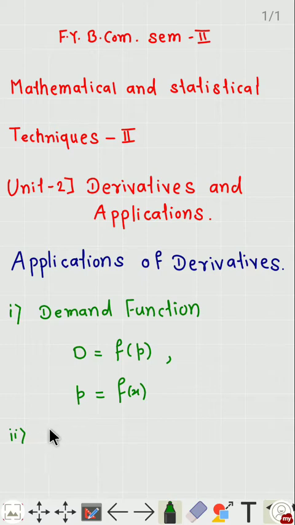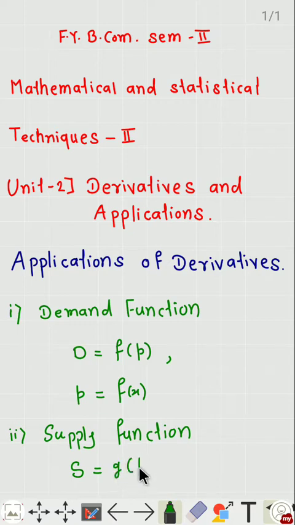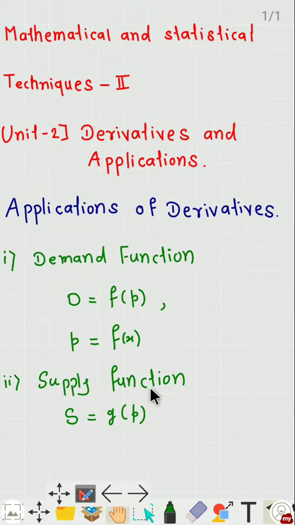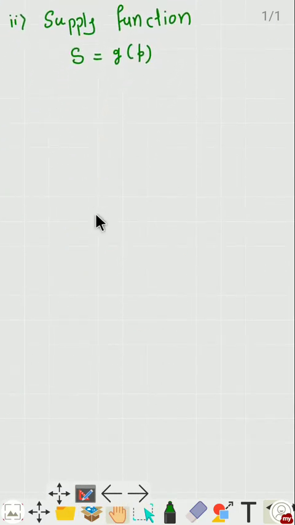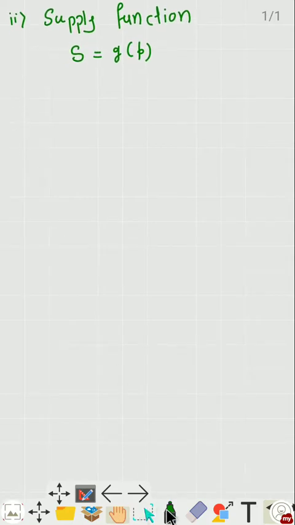Now the second function is a supply function, and the supply function is denoted by the notation S equal to some function of price p. Now the next function, the third, is a total cost function.